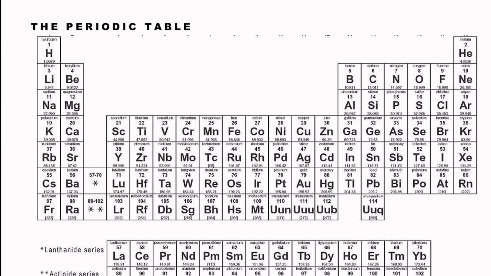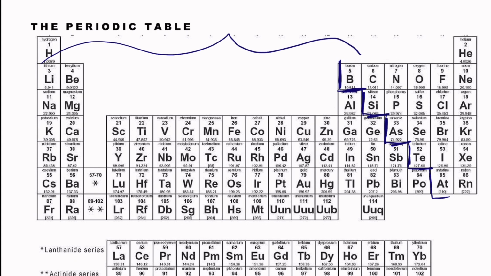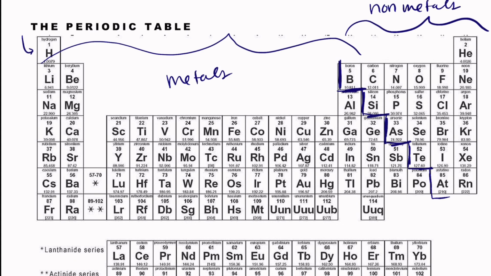Okay. Now, on your periodic table, you should see a stair step here, and this stair step is kind of important because it helps us see that this side of the periodic table, this is metals, where this side is nonmetals. Hydrogen is an exception. Hydrogen is a gas and it's a nonmetal.